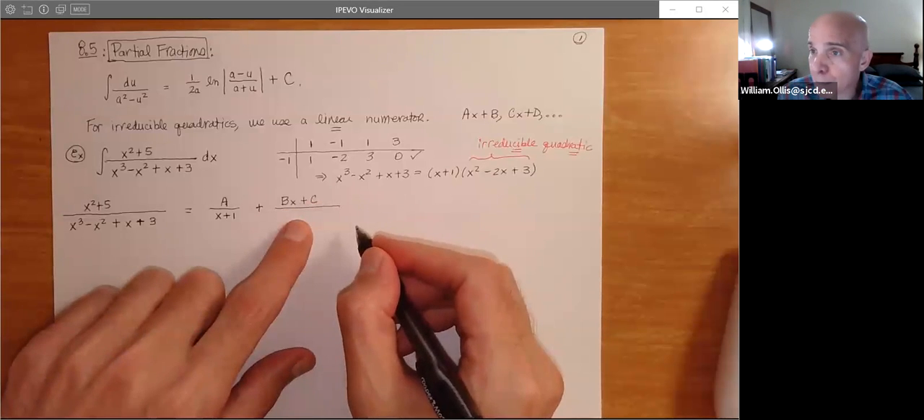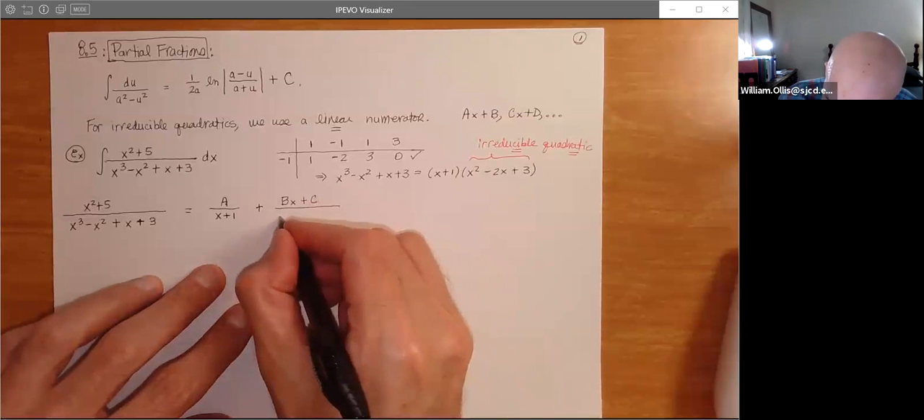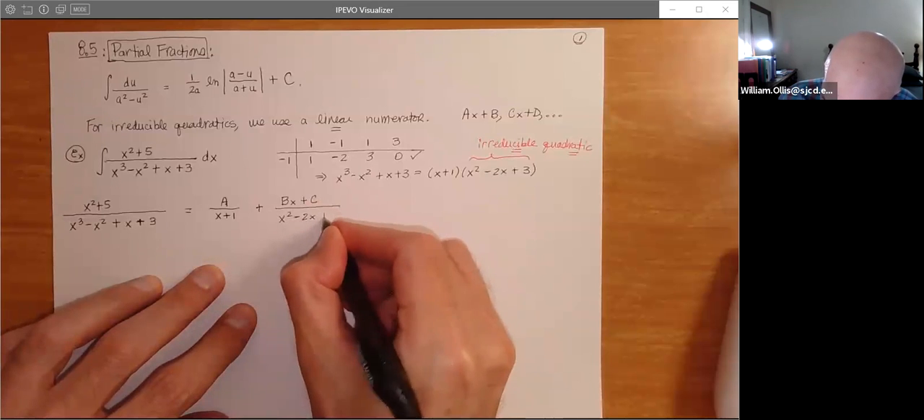These could be the same, but we don't know that. So we have to give them different letters. So this will be x squared minus 2x plus a 3.